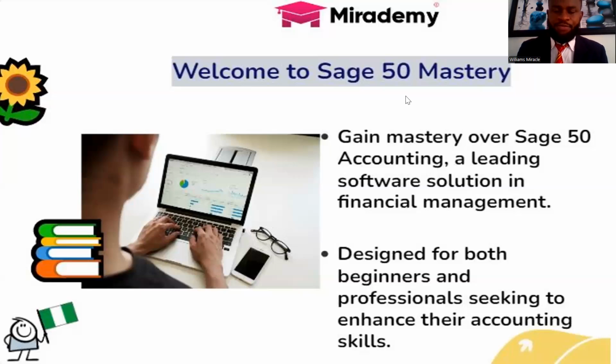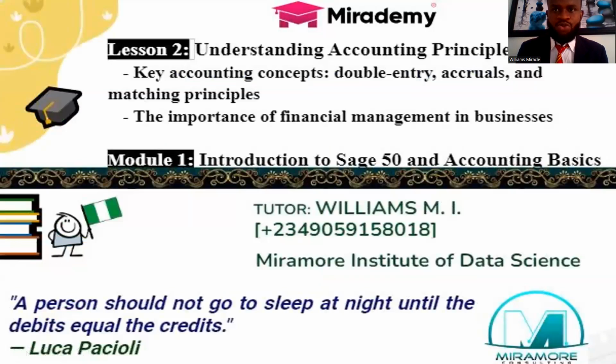Now let's move forward. So we'll see what we have in store for today. Lesson 2 is on understanding accounting principles, key concepts, double entry, accruals, and matching principles. We'll look at that. We'll also look into the importance of financial management in businesses. Remember, lesson 2 is under module 1, and module 1 is on introduction to Sage 50 and accounting basics.